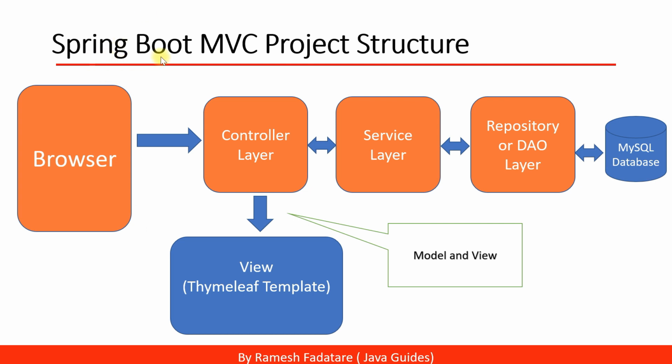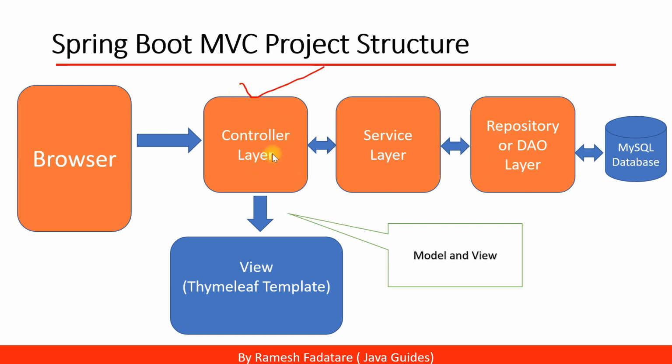Now let's take a look into Spring Boot MVC project architecture. So this is the standard architecture that we are going to follow to develop our Spring Boot application. And this is the three-tier or three-layer architecture. It has a controller layer, a service layer, and a repository or DAO layer. This is a widely used architecture in project development.